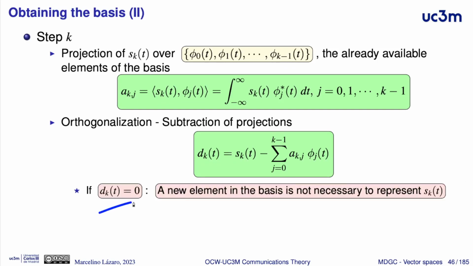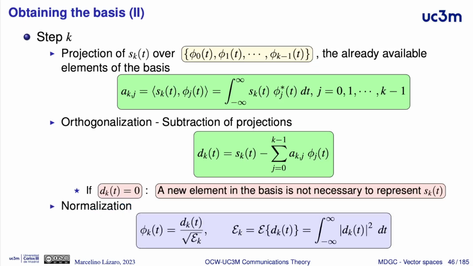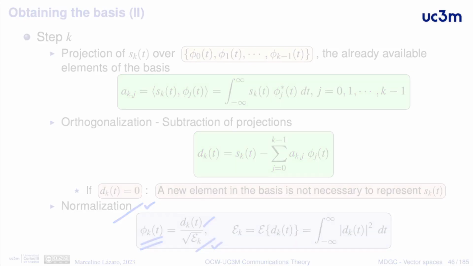If after the subtraction of all these projections we have a null signal, this means that it is possible to represent Sk as a linear combination of the elements that we have in the basis, and a new element of the basis is not necessary to represent this signal. Otherwise, the last step is just normalization. dk is divided by the square root of its energy to guarantee that phi k has energy equal to 1. This is the Gram-Schmidt procedure that allows to obtain a basis of dimension N to represent M signals.